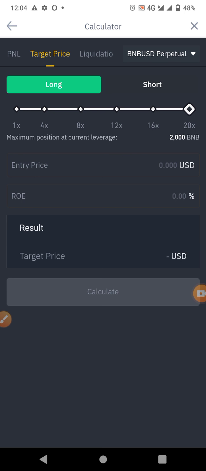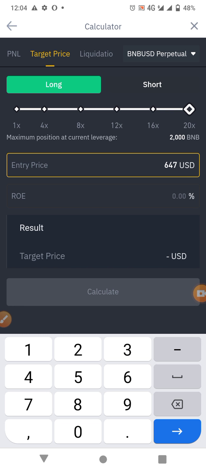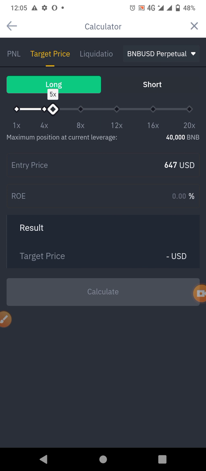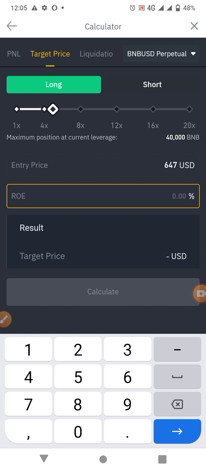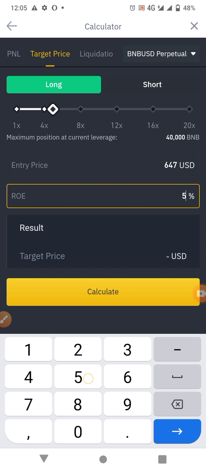Now this target just means, okay, BNB is at $647, right? And I want to buy long. Are you getting me? I just want to buy long using 5x, and I want to know the price BNB must reach before I can reach a certain percentage. Let's assume that I want to make 50% profit and BNB is at 647. So this target price will tell me that until BNB reaches this certain price, that's when I'll be able to make my 50%. Now let's calculate.